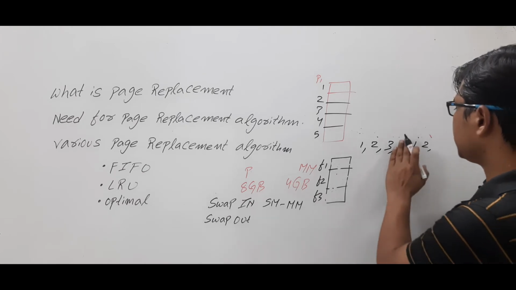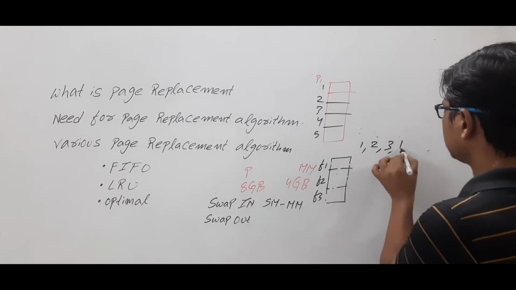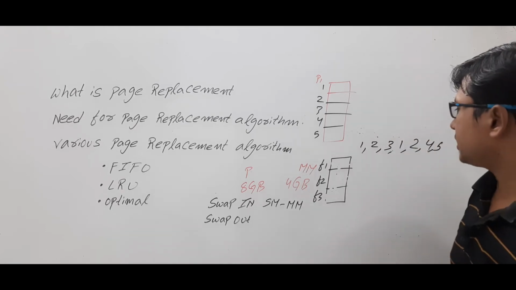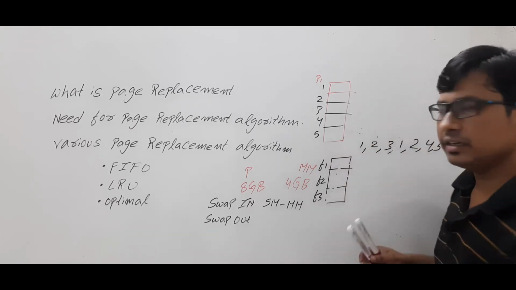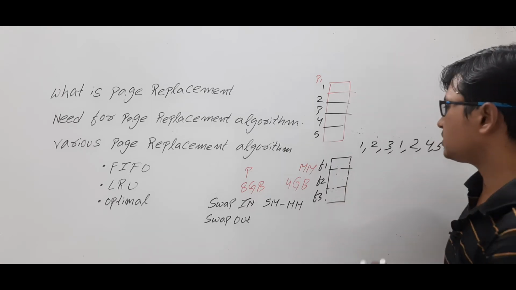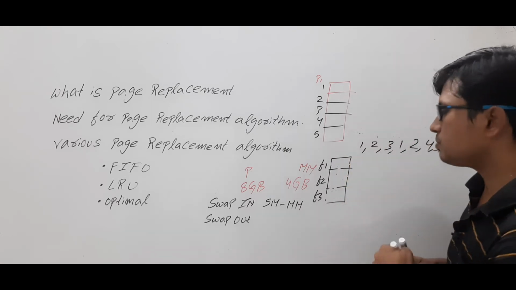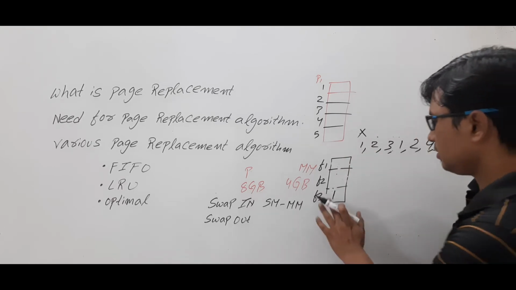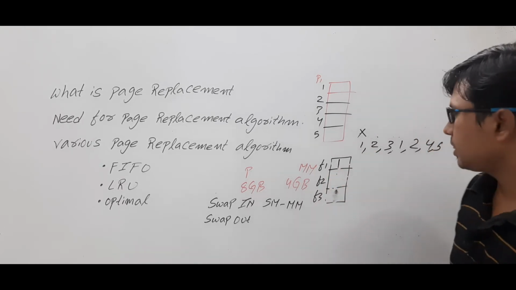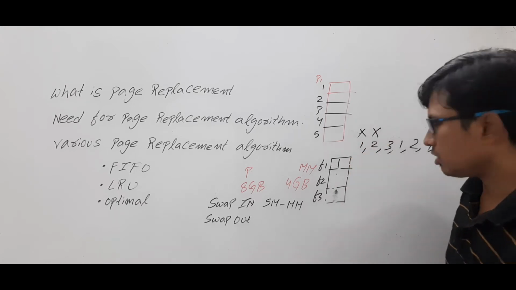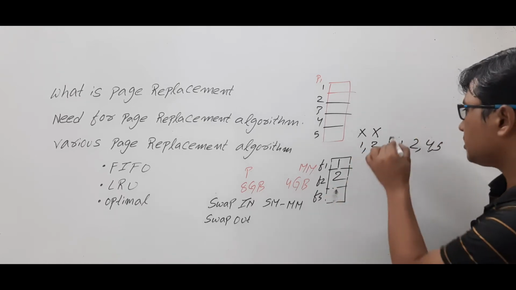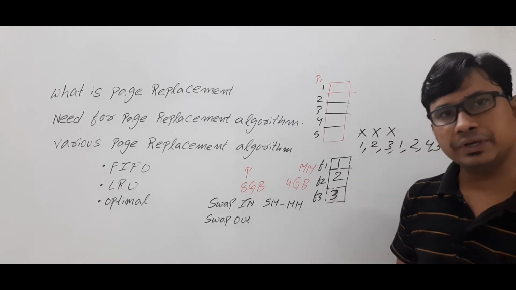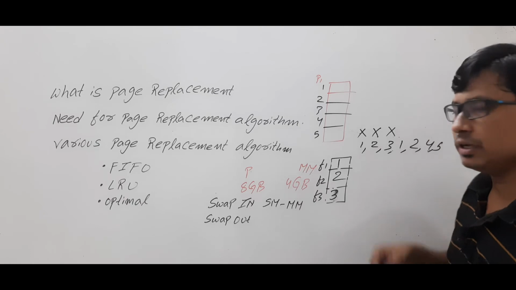Look here, the page access sequence is 1, 2, 3, 1, 2, 4, 5. Initially the main memory is empty, so the CPU is trying to access page number 1. Is page number 1 available? No, it is not available, so you will insert it. You can insert it in any one of the frames. Is page number 2 available? No, it is not available, so it is a page fault. Is page number 3 available? No, it is not available. So currently page number 1, page number 2, page number 3 are available in the main memory.